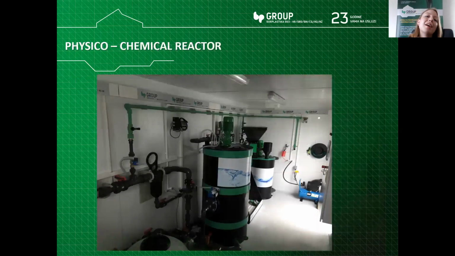On this picture we can see a physical-chemical reactor, and behind the reactor you can see a polyelectrolyte preparation station. Of course, it can be round like this, a one-chamber station, or, like in the picture before, a three-chamber station for polymer preparation.